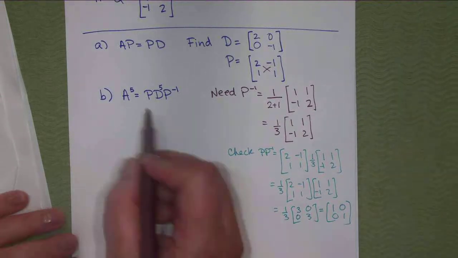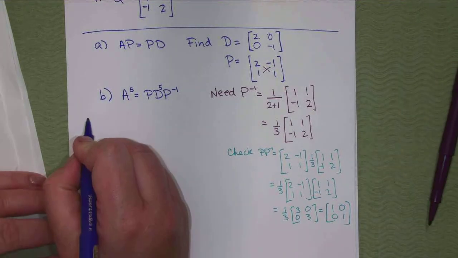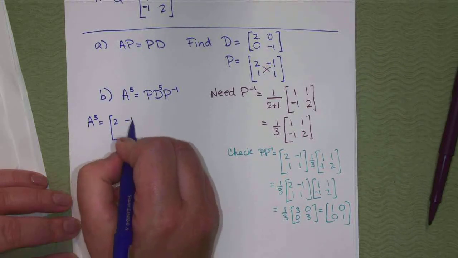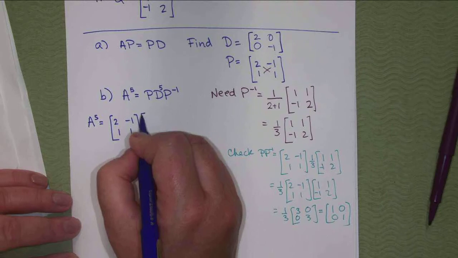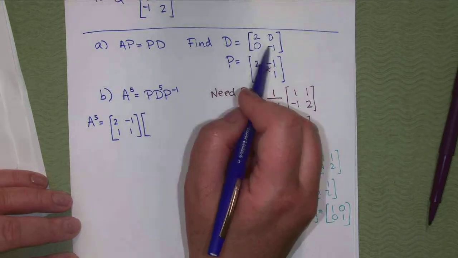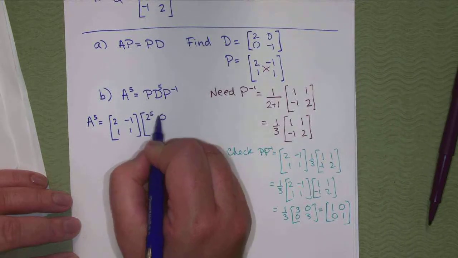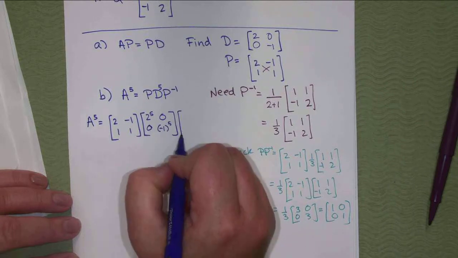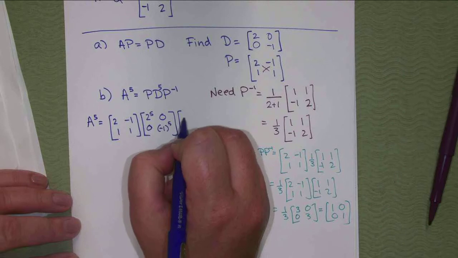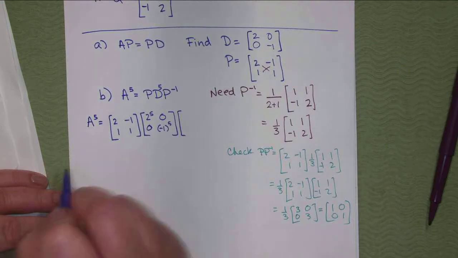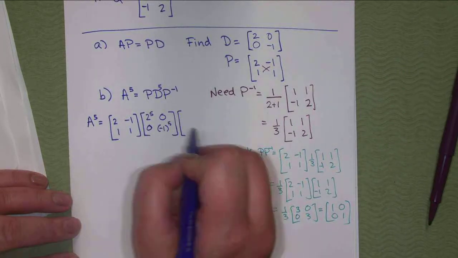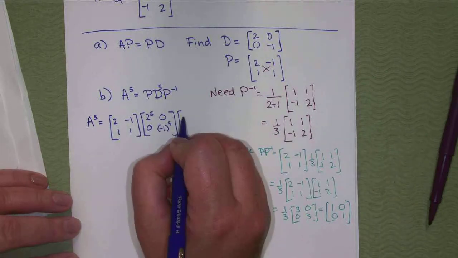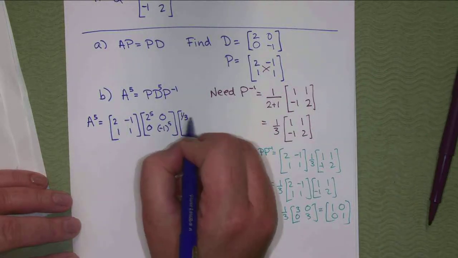So now back over here, if we want to find A to the 5th, we take P, D to the 5th, so D is a 2 and a -1, so 2 to the 5th, 0, 0, -1 to the 5th. And P inverse, which we just found. I didn't leave room for my 1/3, so you could put the 1/3 in or take it out to the front. So here's our inverse. If you put it in, it would look like this, I guess.